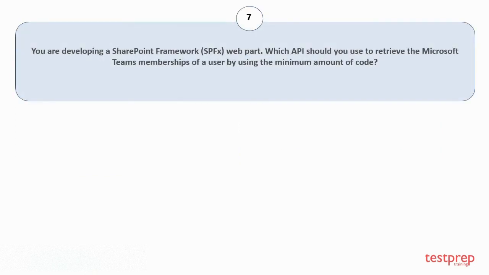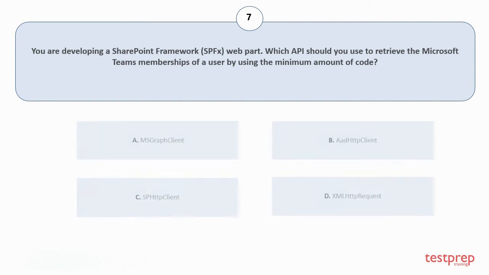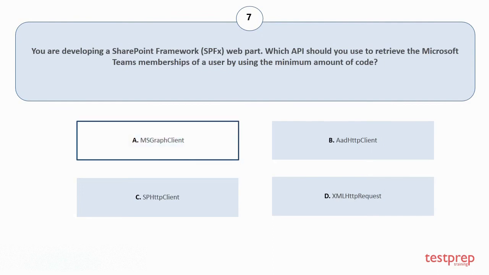Question number 7. You are developing a SharePoint framework web part. Which API should you use to retrieve the Microsoft Teams memberships of a user, by using the minimum amount of code? Your options are A. MSGraphClient, B. HttpClient, C. SPHttpClient, D. XMLHttpRequest. The correct answer is option A.